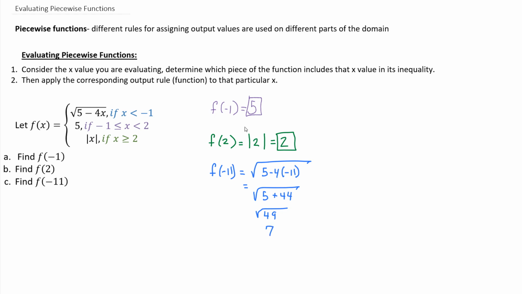So that completes our evaluating for parts A, B, and C, and you can see how that works. It's all dependent on where that x value falls, and then that's how you determine which piece to evaluate at.